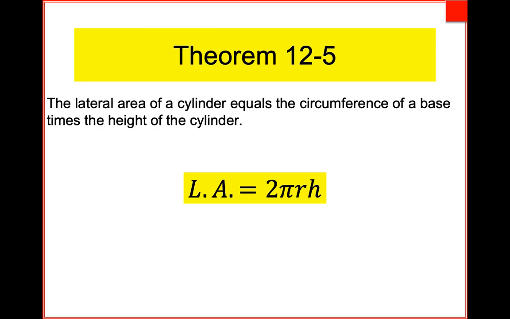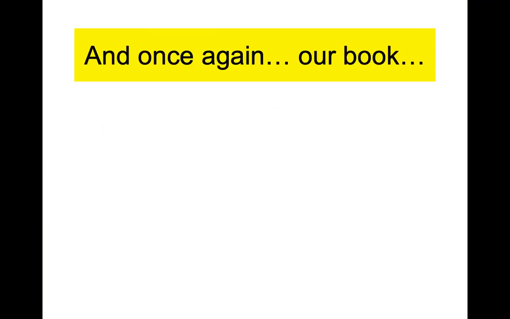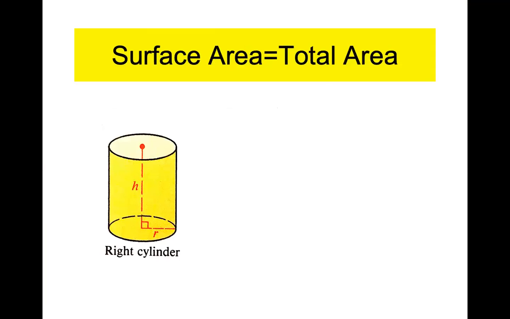The lateral area of a cylinder equals the circumference of a base times the height of the cylinder. Circumference of the base is 2 pi r, the height is h, so 2 pi r h. All right, easy formula to use. Remember, lateral area is not total area, and our book does a bad job. I'm not sure why we don't get a theorem on total area, but we don't. It skips it, so here we go.